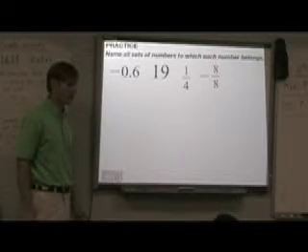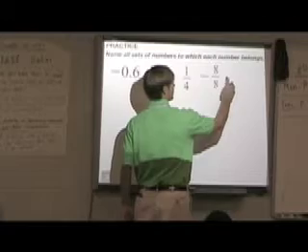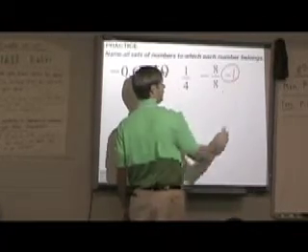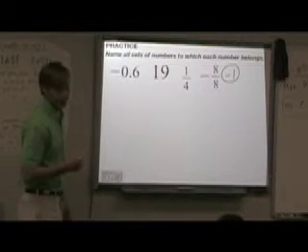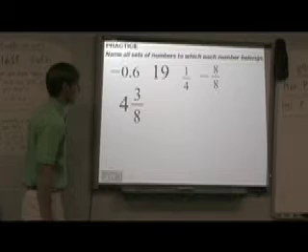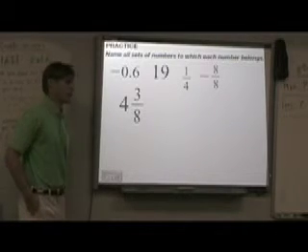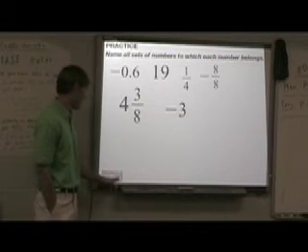What about negative 8 over 8? Well, now hold on. Reduce it. Negative 8 over 8 is the same thing as negative 1. So now what is it? Whole number? No, it's not whole because it's negative. Oh, integer. It's an integer. Okay, you got to reduce before you give your answer. 4 and 3/8. Rational. Negative 3. Integer.